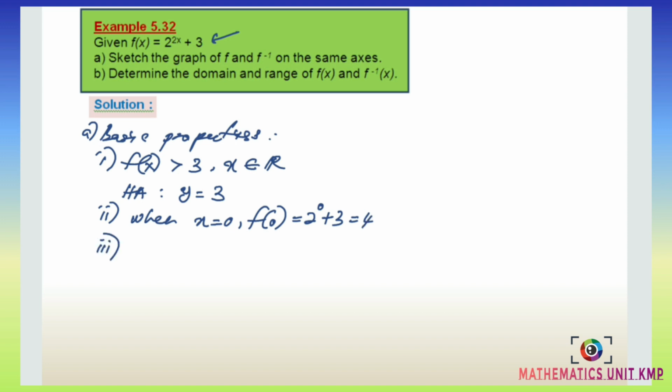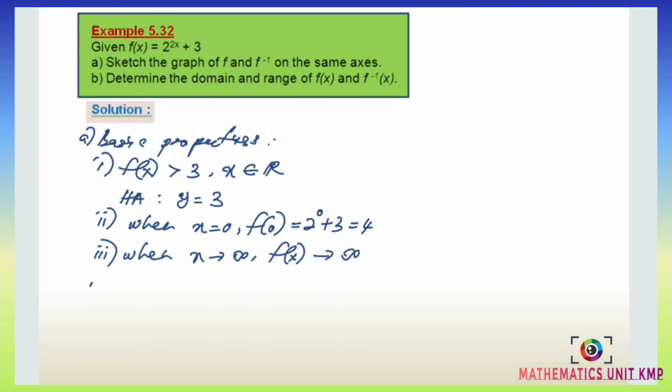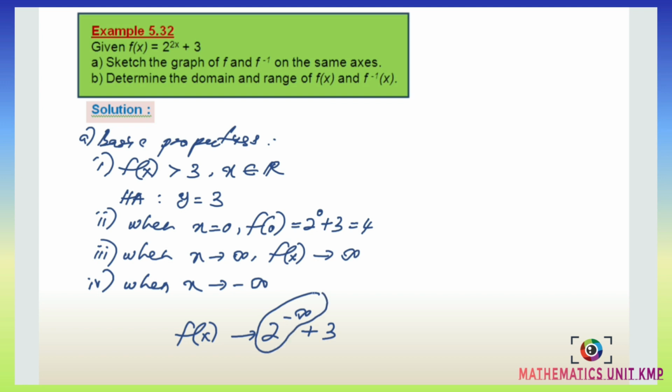Third, when x approaches infinity, the function gets greater and greater, so f(x) approaches infinity. For the fourth step, when x approaches negative infinity, f(x) approaches 2^(negative infinity) + 3. 2^(negative infinity) approaches 0, so 0 plus 3.